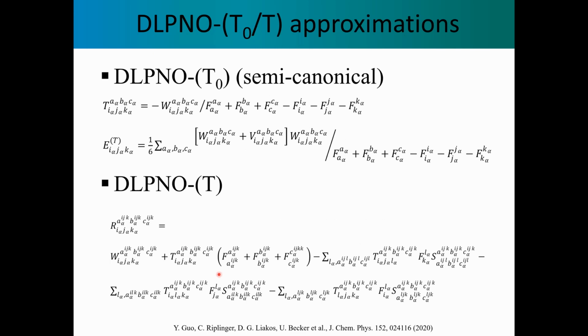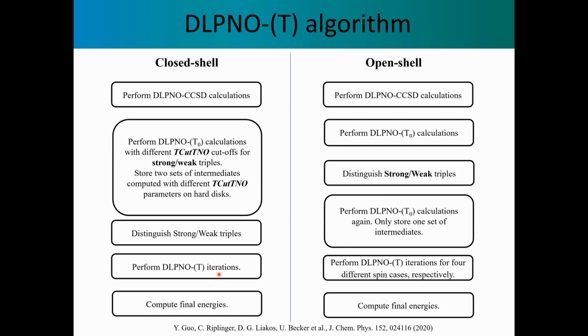But eventually, I have implemented it. Here is a simple comparison between the two algorithms, the closed shell case and the open shell case. They are slightly different because in the open shell case, we couldn't store all the intermediates on the hard disk for both strong and weak triples, because it would occupy too much memory, since we have four sets of amplitudes instead of one set in the closed shell case. So we have to perform the T0 calculation two times.